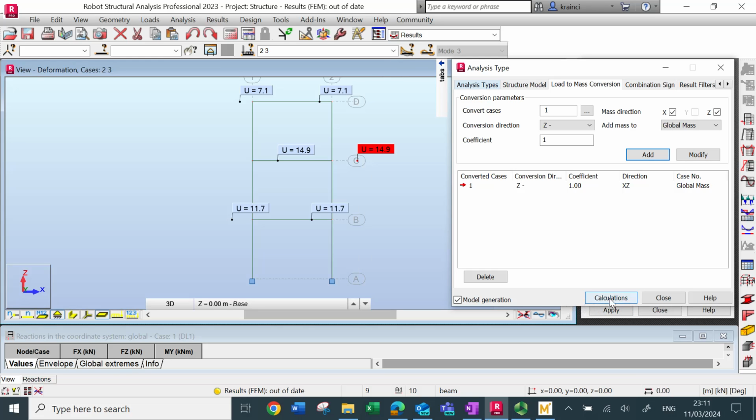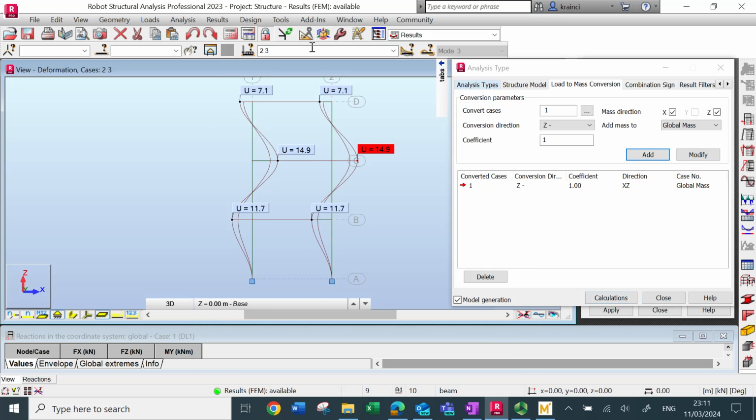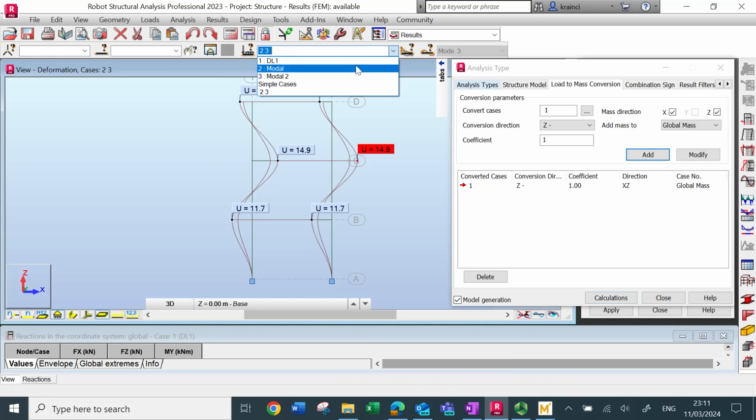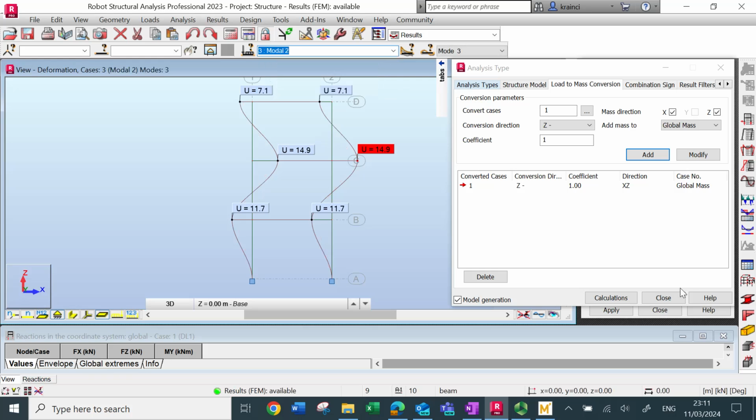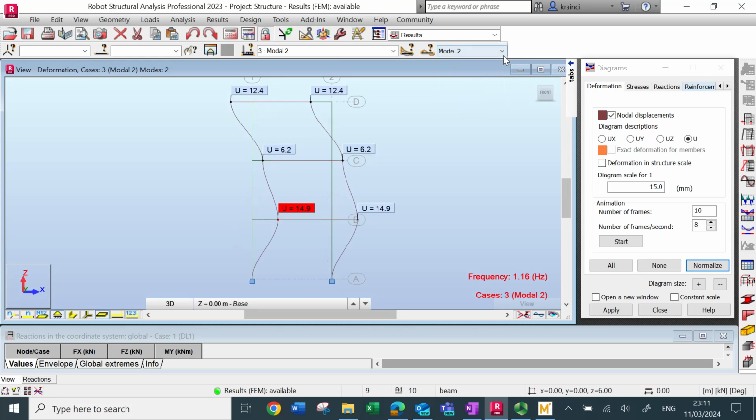And if I do calculations and now show the result of model 2, basically it's model 2, the same results. So this would be something we would do if you had live load, dead live load, snow load, or whatever. You could also convert all or part of it into mass.